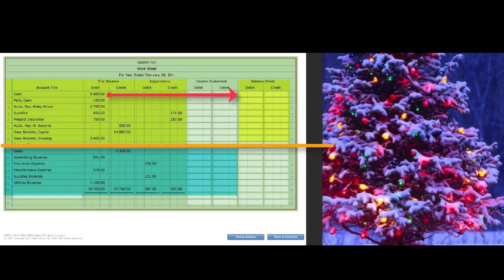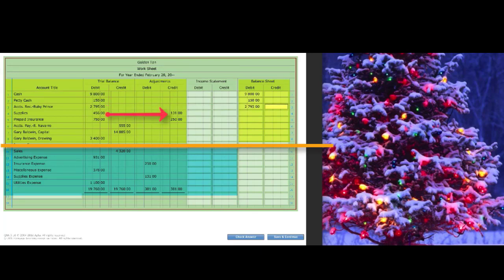And if I take that number all the way across, it's a debit. So it's going to go into, again, the balance sheet debit account. And I'm just copying the same number over. So 9,800. Okay, I can also take petty cash and do the same thing. It's a debit, so I'm going to place it into my debit account balance. And then I go down to accounts receivable, debit, also going to go into my debit, 2795.